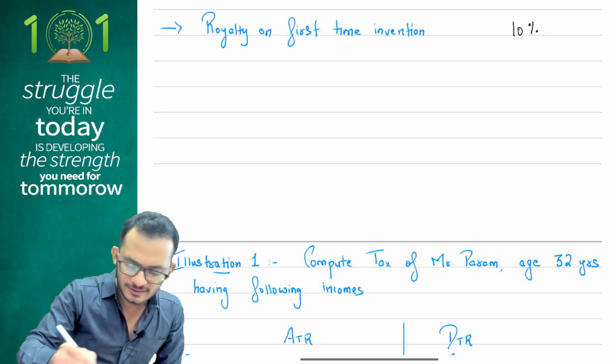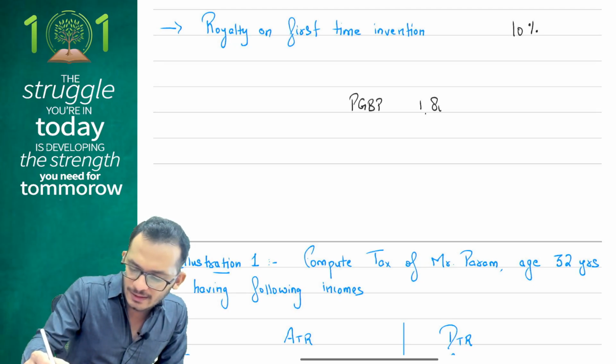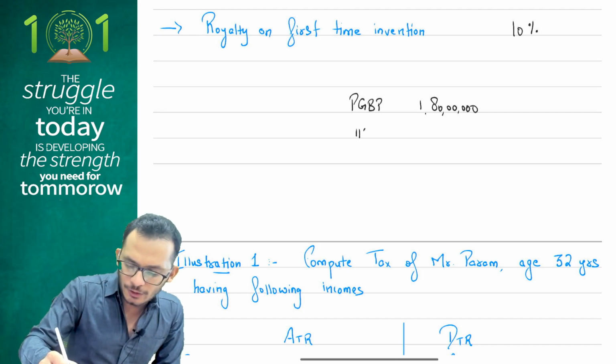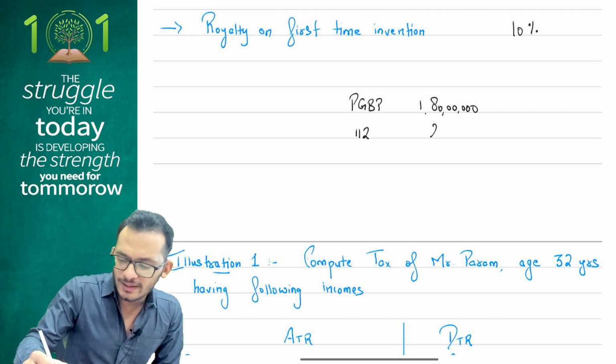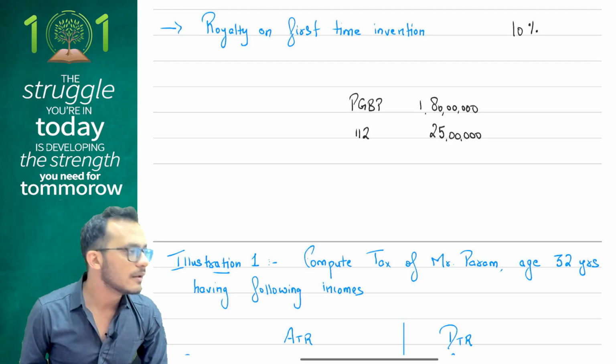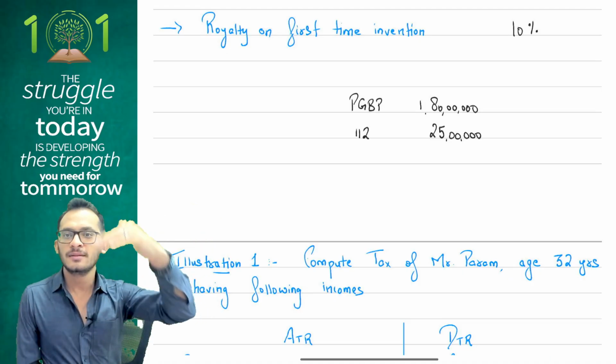Imagine this hypothetical scenario where I tell you my PGBP income, for example, is 1 crore 80 lakhs. And then I have some 112, which has come to 25 lakhs. Tell me people, what is my total income? 2 crore 5 lakhs.